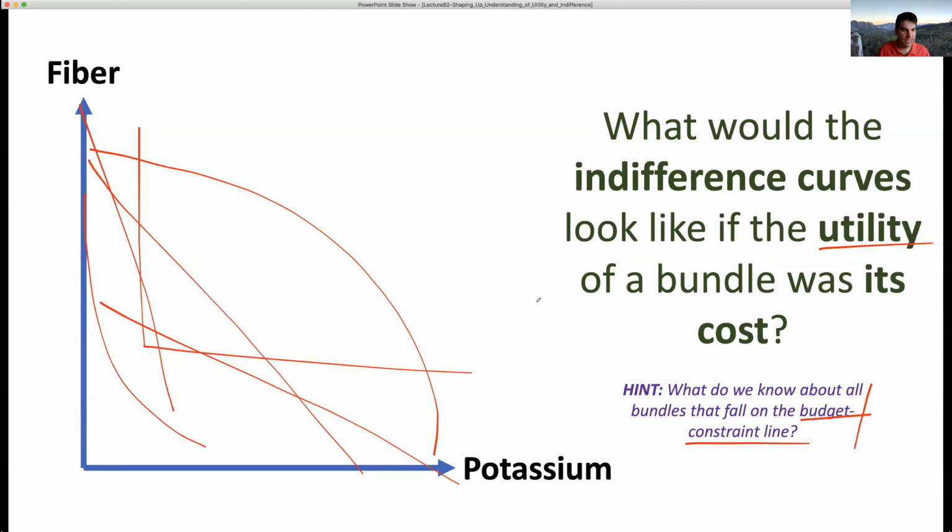All right, so I'm going to put everybody in, say, 3 to 4 person breakout rooms. I'm going to create the breakout rooms here again, just coming up with hypothetical shapes for this if the utility of a bundle is its cost.